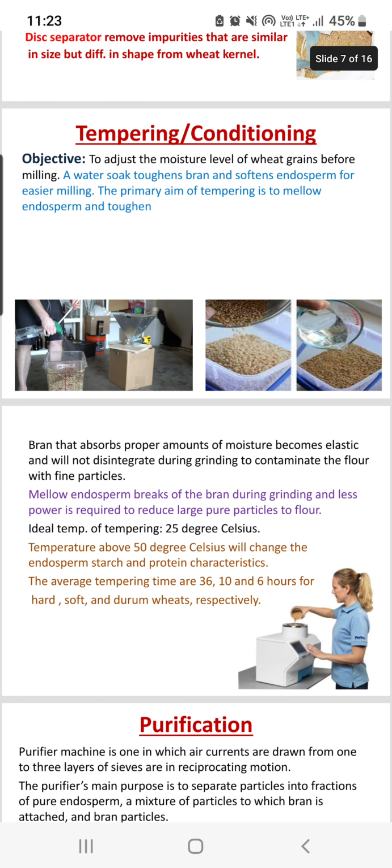In this process, the bran absorbs the proper amount of moisture and becomes elastic and will not disintegrate during grinding to contaminate the flour with fine particles. As we discussed earlier, during milling we separate the bran, husk and endosperm. If we have done proper tempering, the bran particles do not mix with the endosperm part, so we can reduce the chances of contamination of the flour with bran.